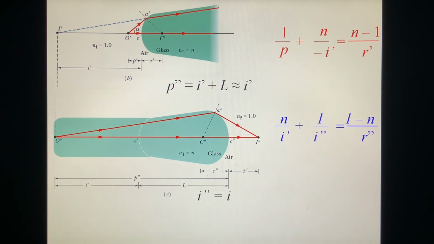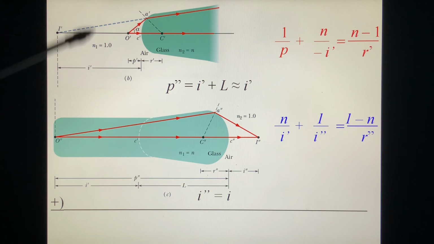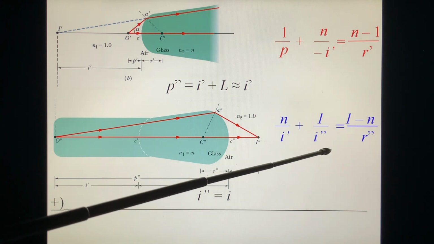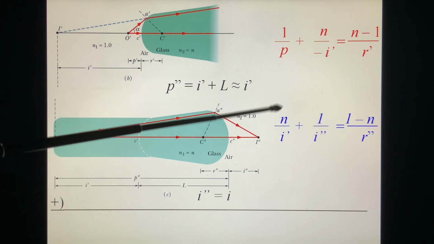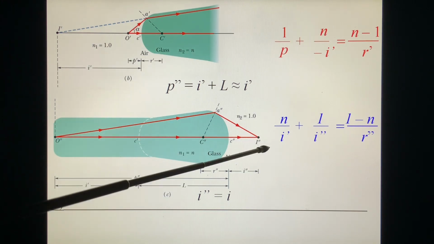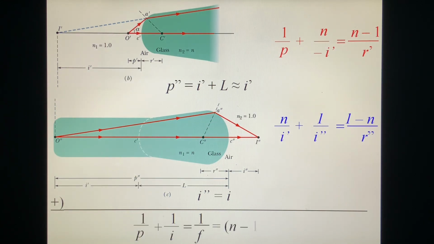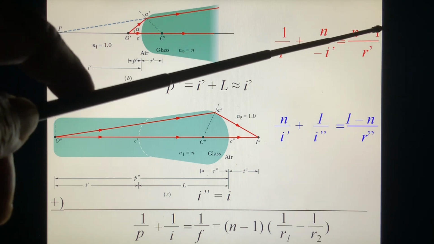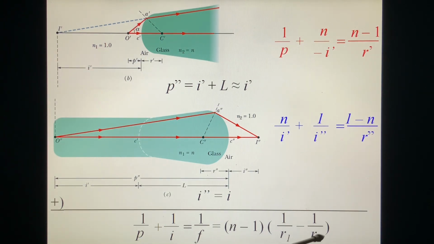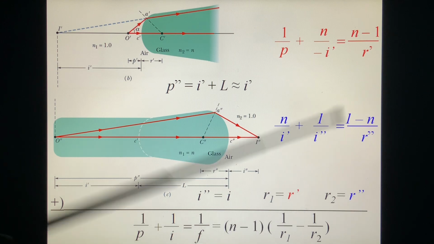Final image position. So we put them together, and then we find that this is equal to I. This I prime and this one cancel out, the positive and the minus. So 1 over P plus 1 over I equals n minus 1 times (1 over R1 minus 1 over R2). This is the formula we have proved. In this case, R1 is R prime, R2 is R double prime.